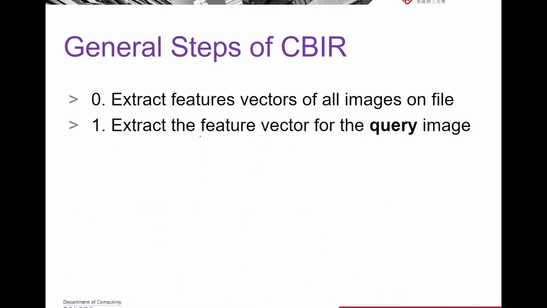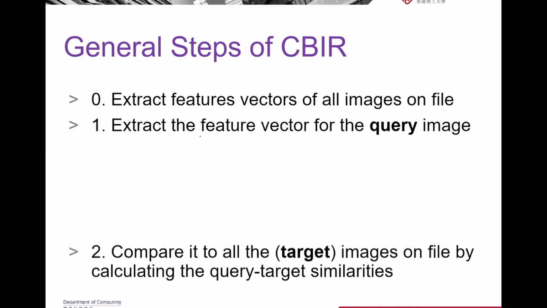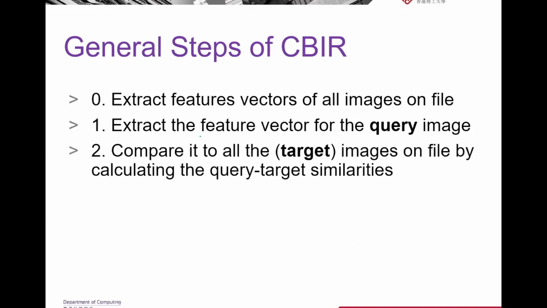This is the general steps anyway. First, extract the feature vector of all images on file, like the registered images in I'm here. And then you extract the feature vector for the query image, like the one you uploaded for attendance checking. And then you compare its feature vector to all the feature vectors on file, right?